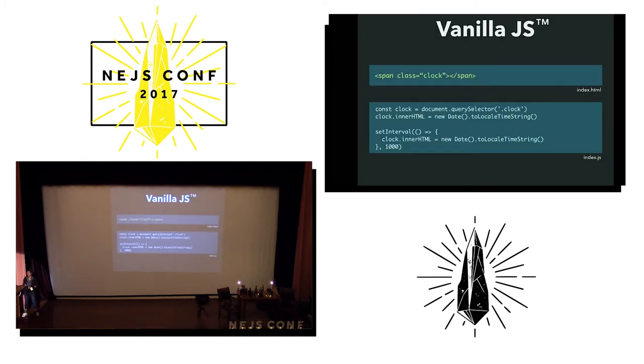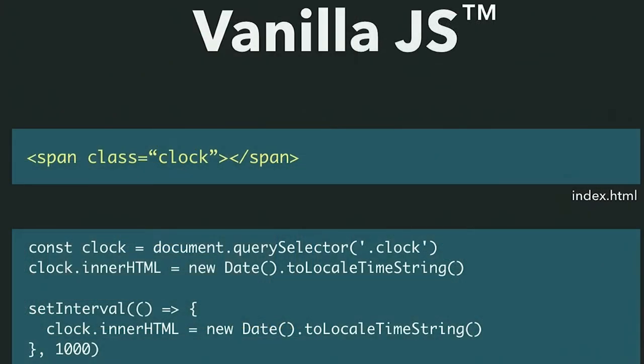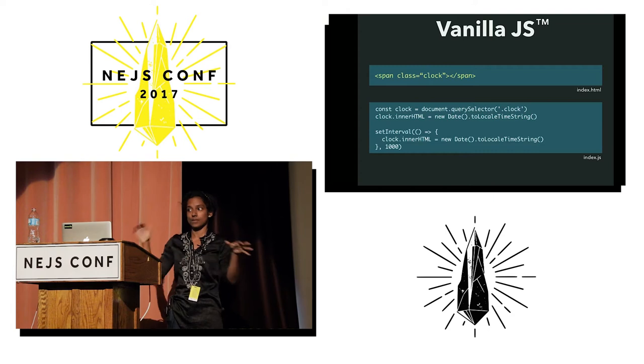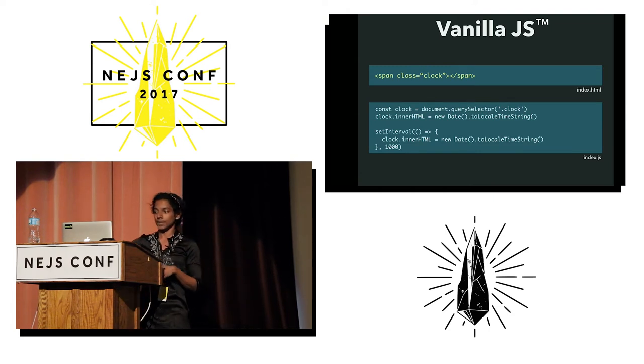To nail that down in a concrete example, we are using that very, very popular time example where we're displaying a ticking clock on a page. We have a span element with a class of clock, and in a setInterval loop, we're just writing directly to that DOM element. This is very vanilla JavaScript. We're not even using jQuery.